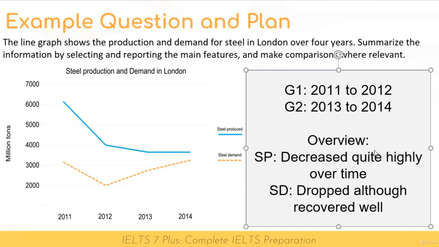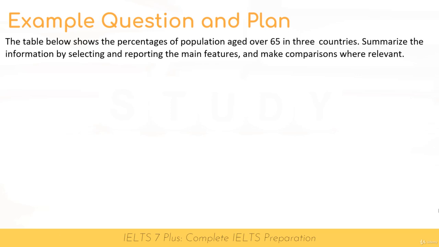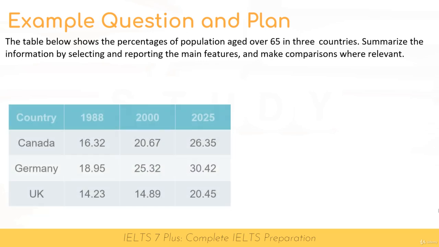Let's take a look at one more task 1 example. Let's read through the question. The table below shows the percentages of population aged over 65 in 3 countries. Summarize the information by selecting and reporting the main features and make comparisons where relevant. Let's take a look at that table now.